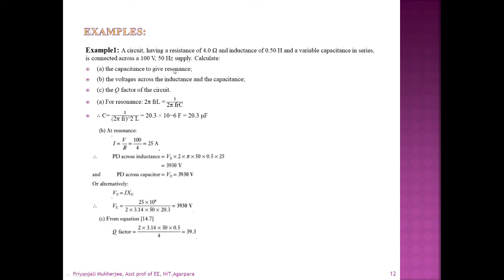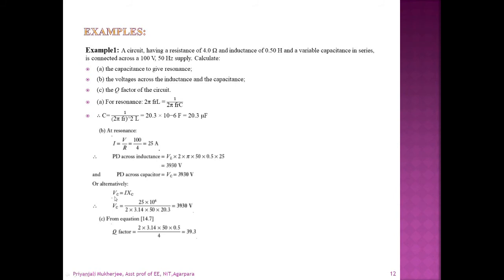For the first one, we know that at resonance XL is equal to XC, where XC is equal to 1 by 2 pi FC and XL is equal to 2 pi FL. Using these two equations, we can find the value of C, that is 1 by (2 pi FR) whole square into L, which gives 20.3 microfarad. Next is the voltage across inductance and capacitance at resonating condition. We know at resonating condition VL is equal to VC. So using the same formula, VL becomes 3930 volt, and as VL is equal to VC, VC is also 3930 volt.